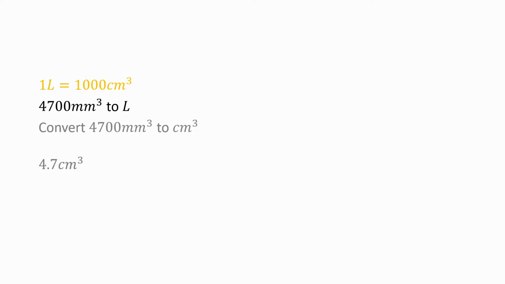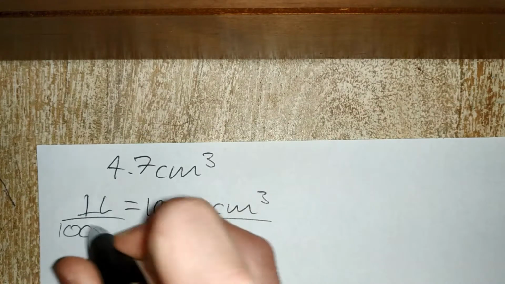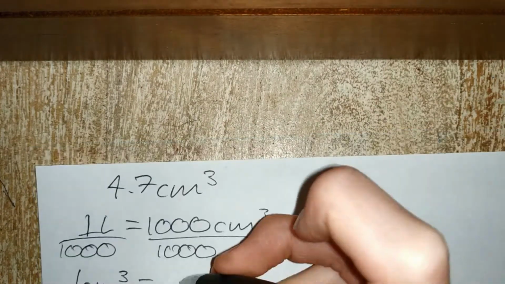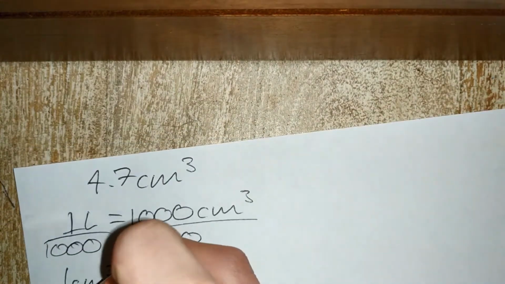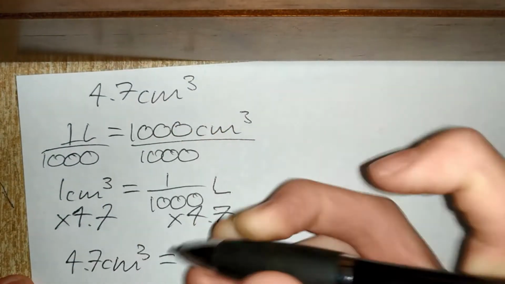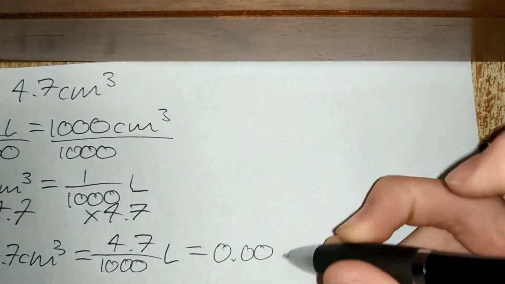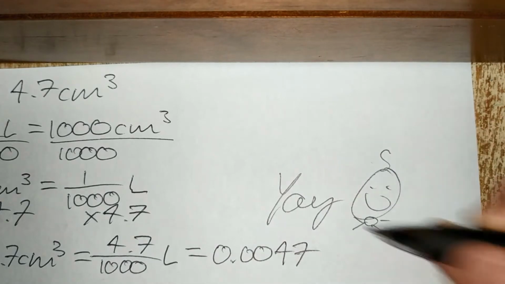Now with the conversion factor 1 litre is equal to 1,000 centimetres cubed, we need to convert 4.7 centimetres cubed to litres. You might try to do something like this. With the conversion factor 1 litre is equal to 1,000 centimetres cubed, we divide by 1,000 on both sides to be left with 1 centimetres cubed is equal to 1 over 1,000 litres, and times by 4.7 on both sides to be left with 4.7 centimetres cubed is equal to 4.7 over 1,000 litres, or 0.0047 litres.